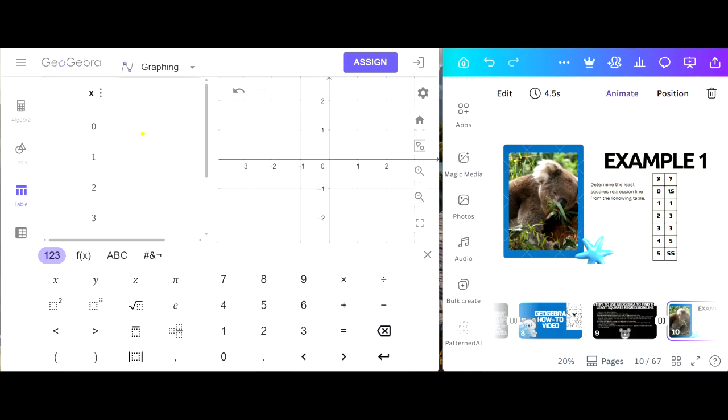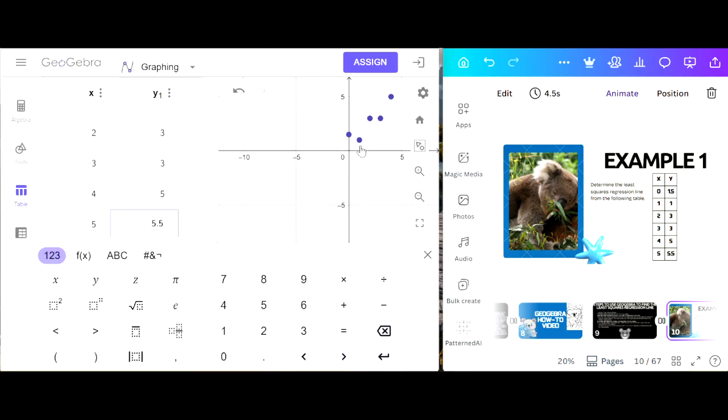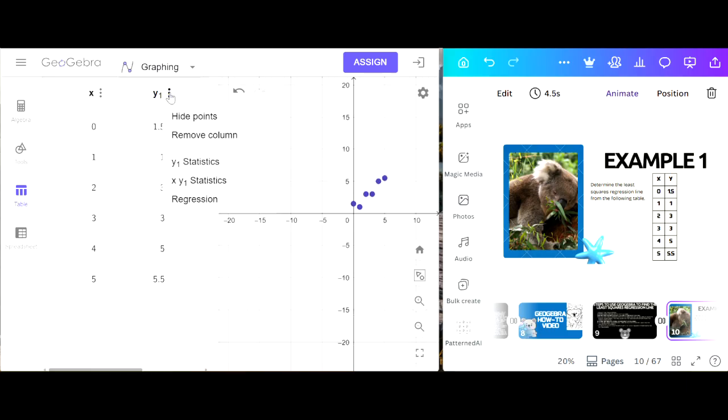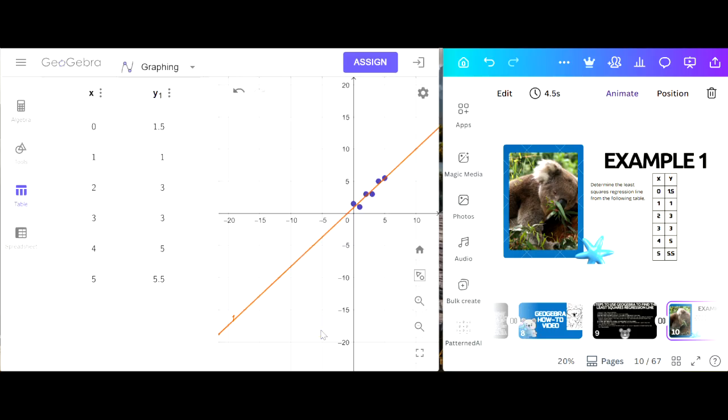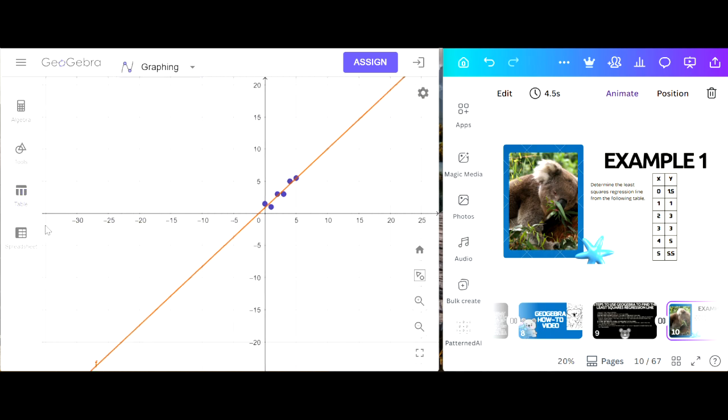Come back over to the y column, and we've got 1.5, 1, 3, 3, 5, 5.5. Okay, there's our table. Next, I've got to look at my notes. The zoom to fit didn't work, so we'll just zoom out so we can see the points. Then we're going to come to this drop-down menu and go regression, making sure it's set on linear. It gives us our information right here. We'll go ahead and plot it. And then we can get rid of our table now because we just want to see our graph.